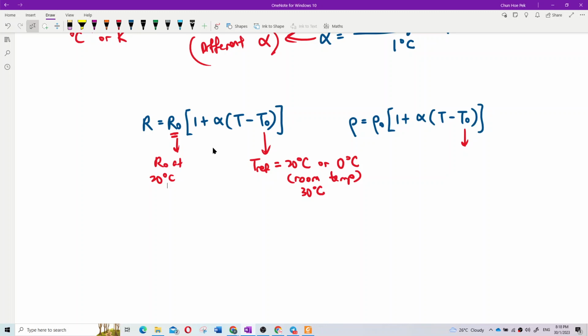Okay, so if T naught is 20 degrees Celsius, that means R naught must be at 20 degrees Celsius, or 0 degrees Celsius. So if you see the question, it gives the temperature 20 degrees Celsius or 0 degrees Celsius. Remember to put them at T naught, not at T. Understand? This T naught over here is also the same, must be either 20 degrees Celsius or 0 degrees Celsius.